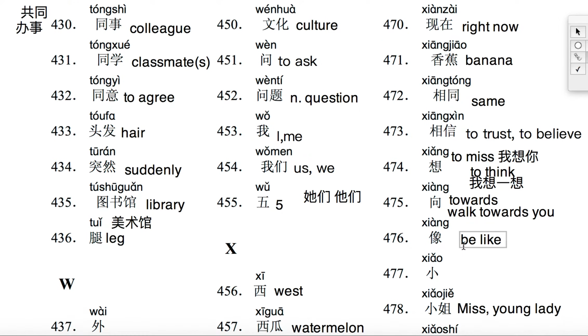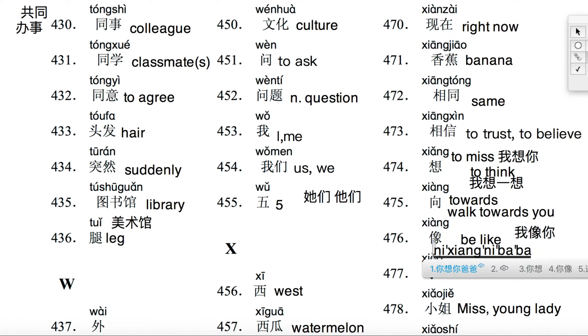476, 像. 像 means to be like. For example, say 我像你. What does that mean? It means I'm like you. Or some people may say 你像你爸爸. Okay, the second character here is wrong, it should be 像, this one. 你, you, 像, be like, 你爸爸, or 你的爸爸, it's the same. Your father. So you are like your father.